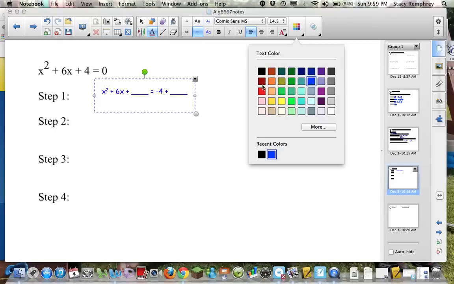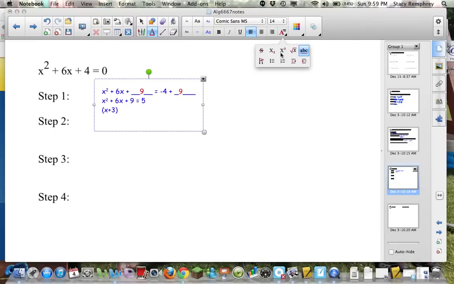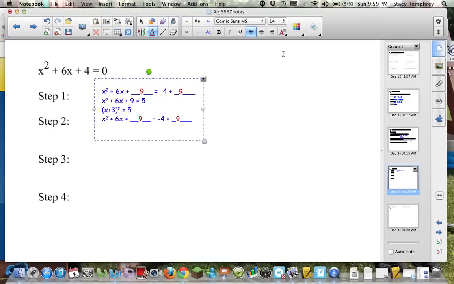Let's change the color here for a second. With a 9. Because half of 6 is 3, and 3 squared is 9. So now down at the bottom, and this becomes 5. Well, now my left side is a trinomial square. That's what you were forcing. You were completing the square. You were forcing it to become a trinomial square. So that left side now factors into x plus 3 quantity squared equals 5.